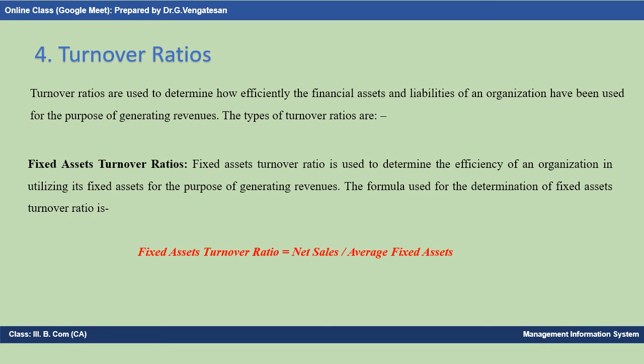In the business organization, if the fixed assets are used to generate a revenue, or if any revenue is generated from the fixed asset, then that concept is known as fixed asset turnover ratio. And we have a formula to calculate this fixed asset turnover ratio. Fixed asset turnover ratio equals net sales divided by average fixed asset. So what is the net sale? And that is to be divided by average fixed asset. This is how we calculate the fixed asset turnover ratio.